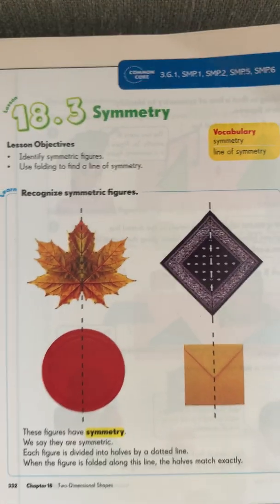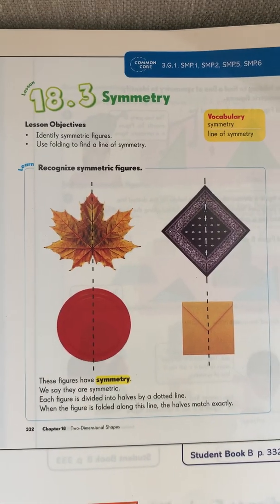So what I might suggest is, as we're going through this section of the chapter, again, you can trace some of the objects that are in the book, and then you can actually cut them out and fold them in half to see if they are symmetrical. Let's take a look at some of these shapes. Open up your student textbook to page 332. Should look like this. We're going to read this together.